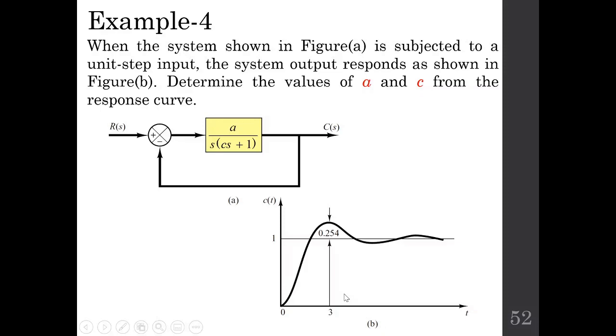Here, some of the things are already given, which are the Mp value is 0.254, the peak time is 3, and the final value is 1. So in order to solve this question, you first have to find out zeta and omega n, and by putting the values of zeta and omega n in the final transfer function form of this block diagram, you can find out A and C.